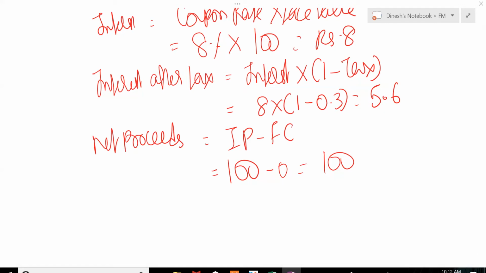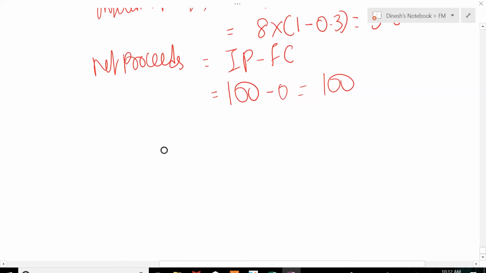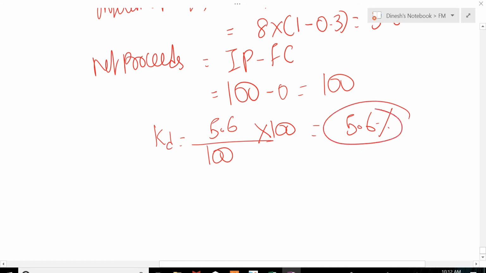Net proceeds is 100. Now apply in the formula and get the answer. 5.6 divide by 100 into 100 to get the answer in percentage. Okay. Finally, my answer has to be in percentages.